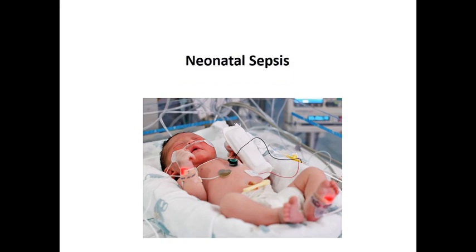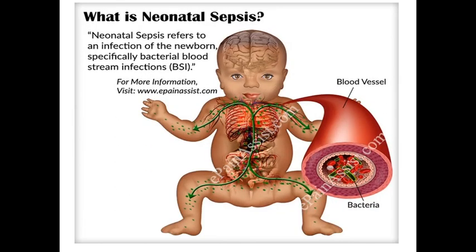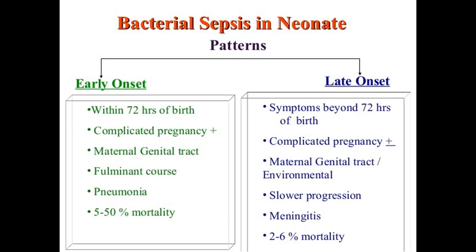Now we'll see neonatal sepsis. What is that? Sepsis is infection. So neonatal sepsis is the infection of the newborn, mostly bacterial infection of blood in the newborn. Neonatal sepsis is of two types. It could be early onset neonatal sepsis, which occurs within the first 3 days after birth, or late onset neonatal sepsis that occurs after the first 3 days of birth.